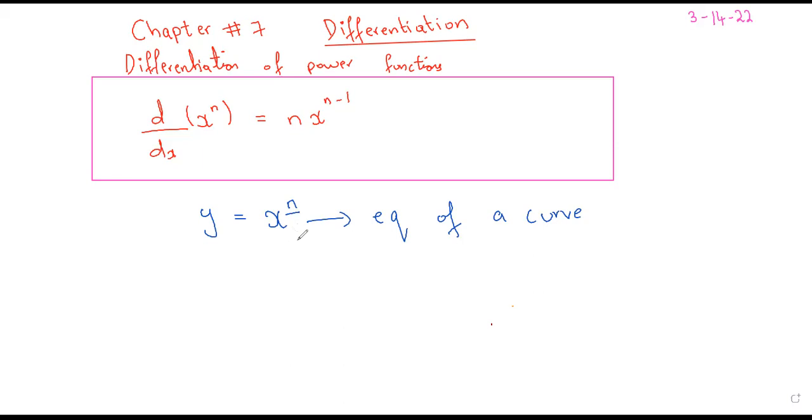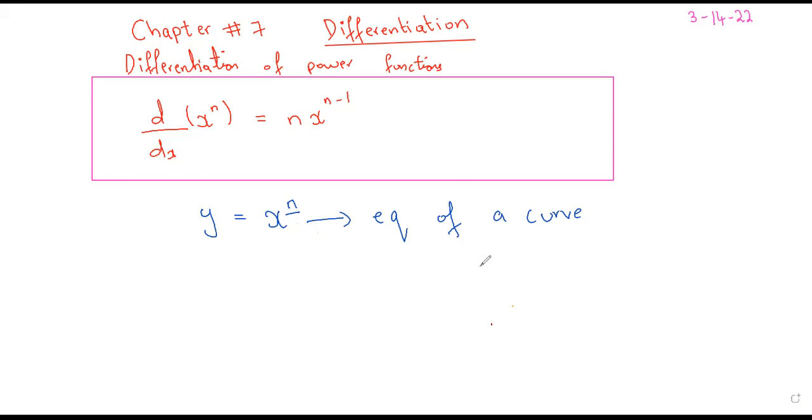N could be 1, it could be 2, 3, 4, 5, 6. N could be 1 by 2. N could be minus 1, minus 2, minus 3. N could be minus 1 by 3. N could be any number in this world.